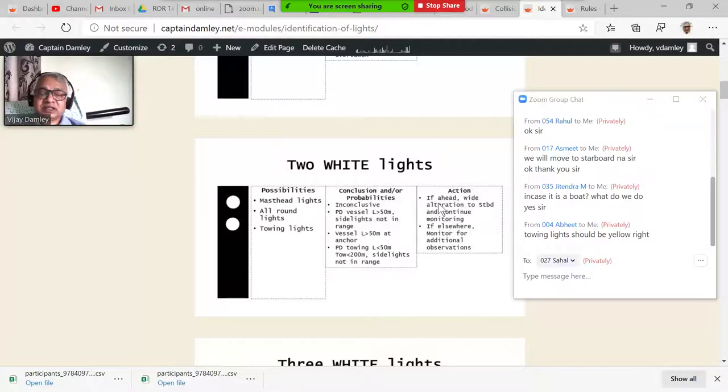Action: if it is right ahead, bang head on, then you alter course to starboard, a wide alteration, and keep on monitoring. But you get out of the way first. Later you will see what it is. If you see it somewhere else other than right ahead, then we wait for additional information to arrive, because as you go closer, you will see some more lights by then.